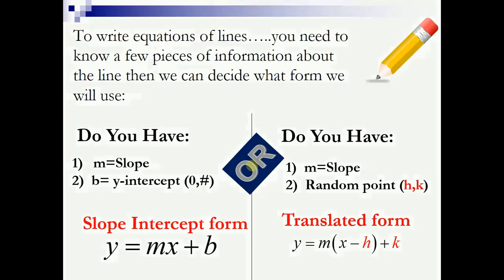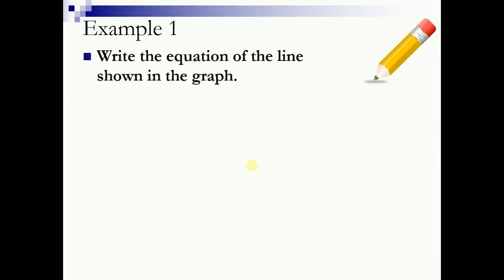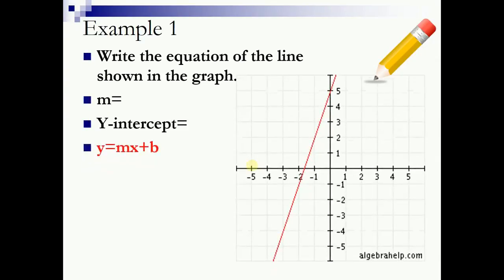Now, let's try a couple of examples here. So, I'm going to write the equation of the line shown on the graph using y equals mx plus b, because I can easily find my slope and I can easily find my y-intercept. So, my slope is, well, let's find 2 points on the line so I can kind of count here. Got one right there. Looks like I crossed right over here. Looks like I crossed there too. So, I'm going to go up 1, 2, 3, and over 1. So my slope is 3 over 1, or 3.